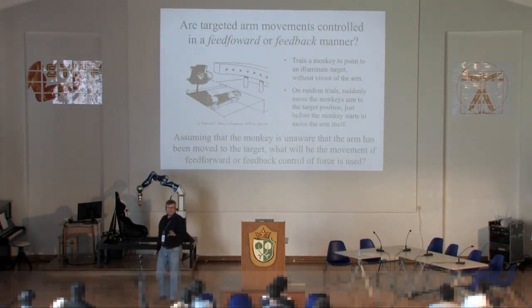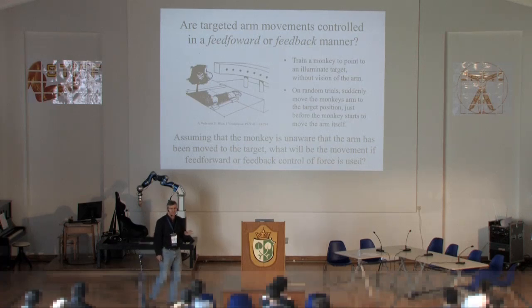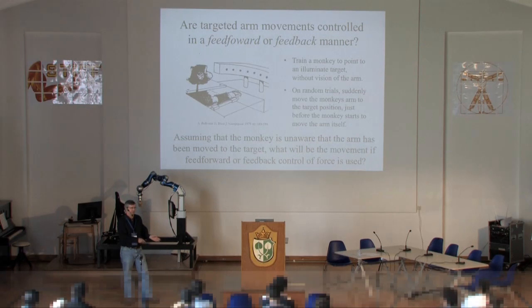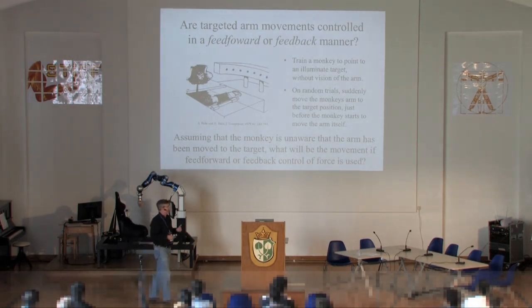Okay, but the question is then, how do we know what the biological systems are doing? How would you deduce, how would you test to see if a biological system is doing one of these things or the other? Or, of course, some combination of the two. But for the next half hour or so, let's just pretend that it should be one or the other. So the question we're asking here is, when a monkey is doing an arm movement, is he using a form of feed-forward control or a form of feedback control?